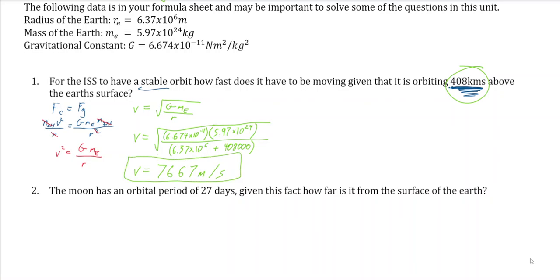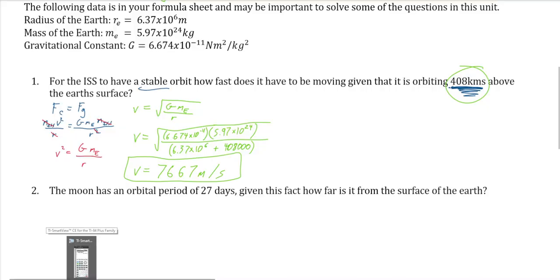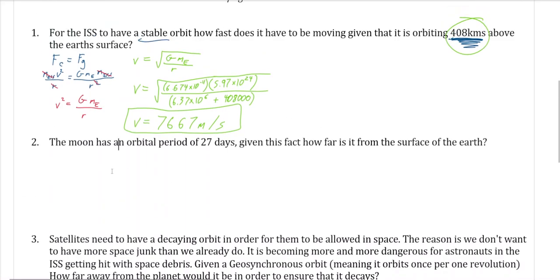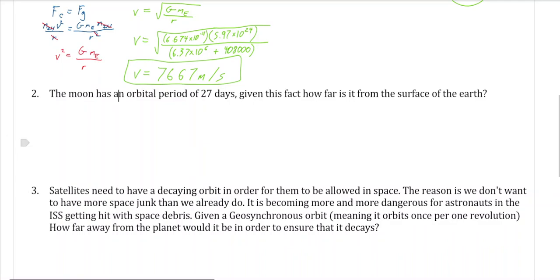You can see that that's going pretty quickly, right? This is going pretty quickly around the Earth. Okay, so that is question number 1. Hopefully you can see the process there. Maybe you didn't get that one. Try the second question. See if you can get this one.